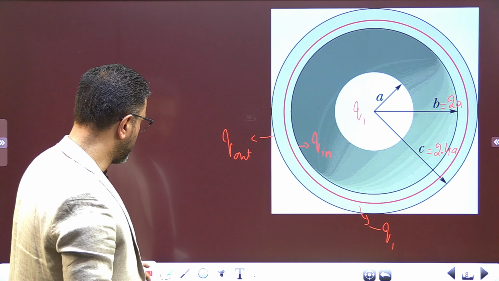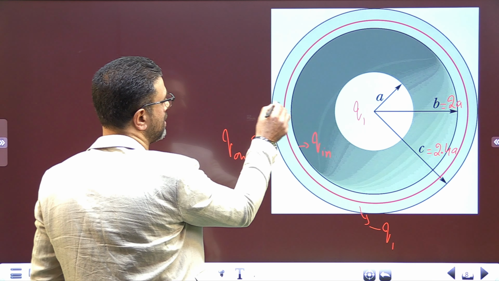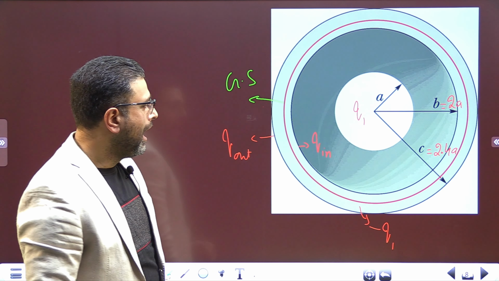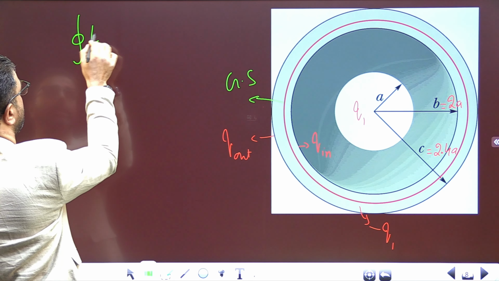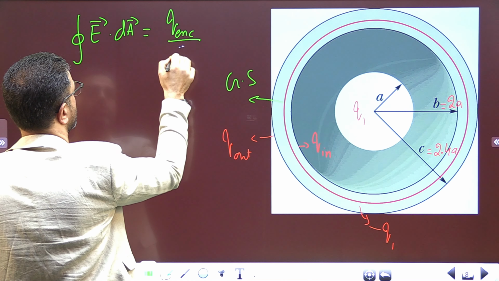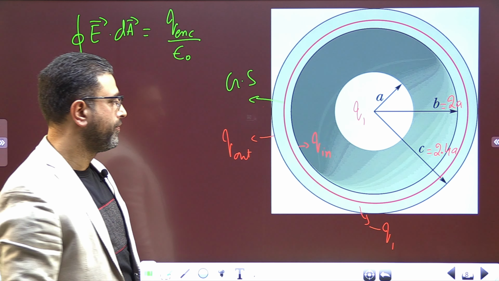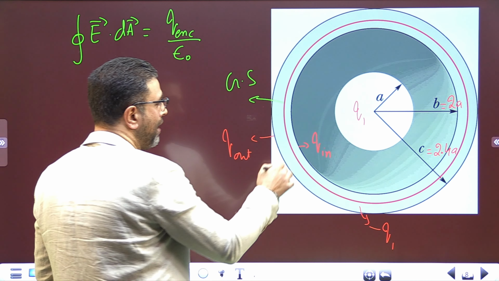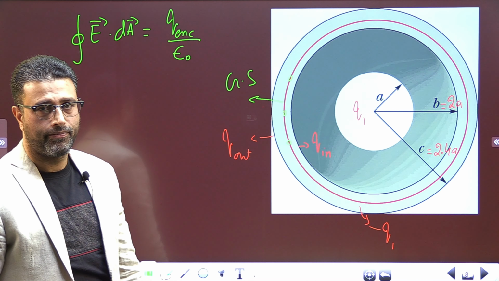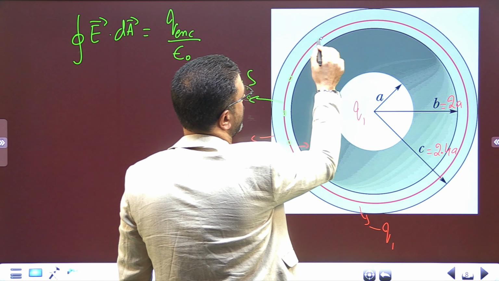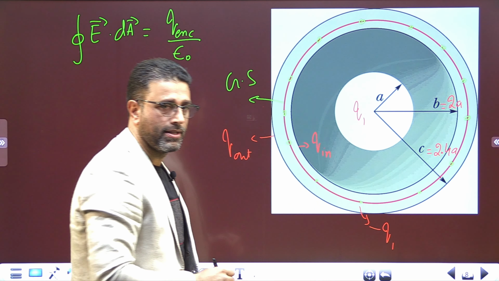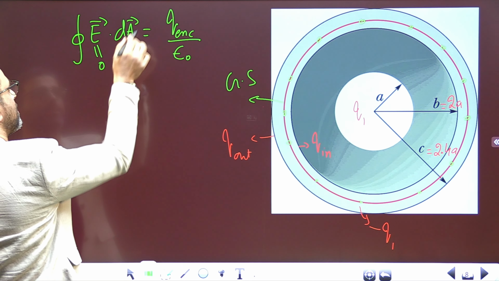So what I'll do is I have drawn a Gaussian surface within this metallic spherical shell. This is our Gaussian surface, and I'll use Gauss' law for this. Remember, integral E dot dA is equal to Q enclosed divided by epsilon 0. Now, every part of the Gaussian surface is lying within the meat of the metal. So that would mean at every point of the Gaussian surface, field is 0. If field is 0 at all the points, then this integral becomes 0.